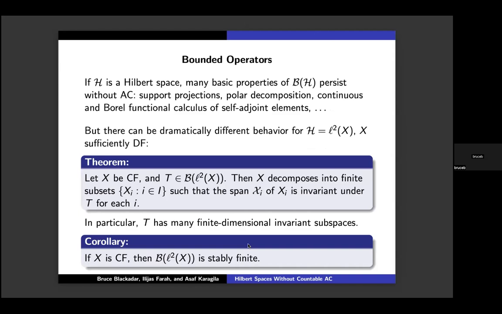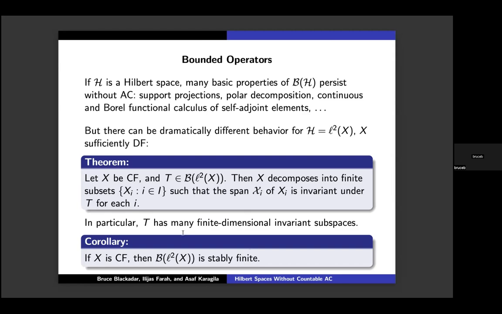Okay, so let's look a little bit more at bounded operators. If you look at the set of bounded operators on a Hilbert space, there's still a lot of the properties that we normally work with that persist. Operators have support projections, you have polar decomposition, you have continuous and Borel functional calculus of self-adjoint elements. There's a version of the spectral theorem. But behavior can be dramatically different if you take your Hilbert space to be L2 of X, where X is sufficiently DF.